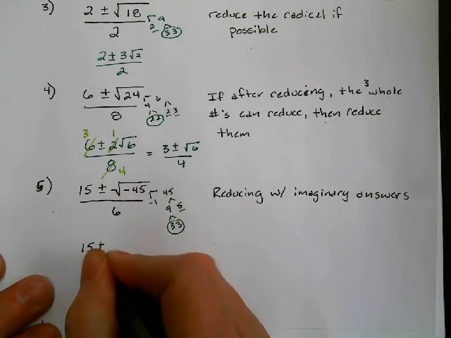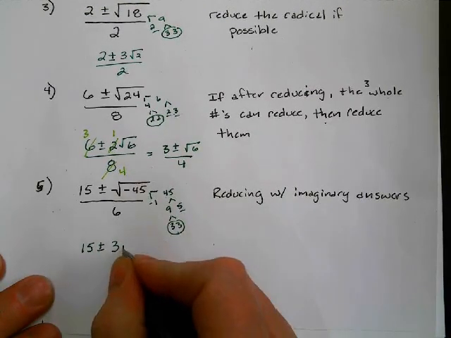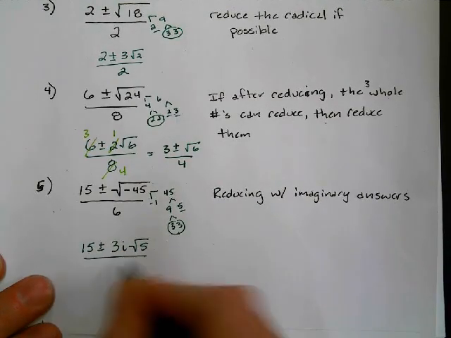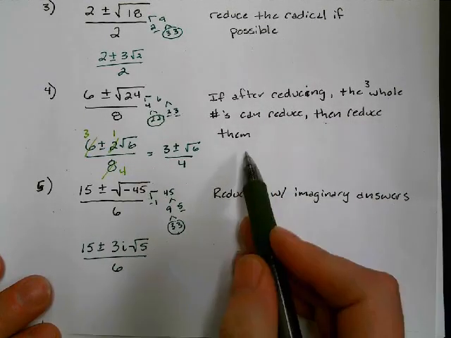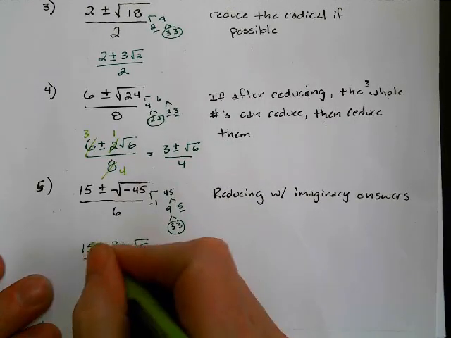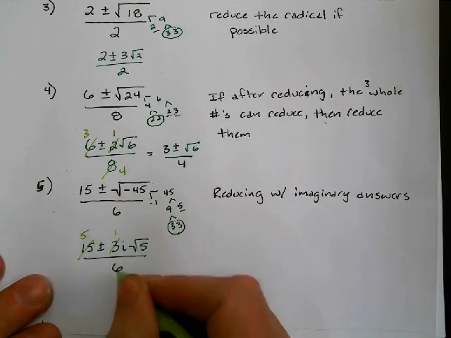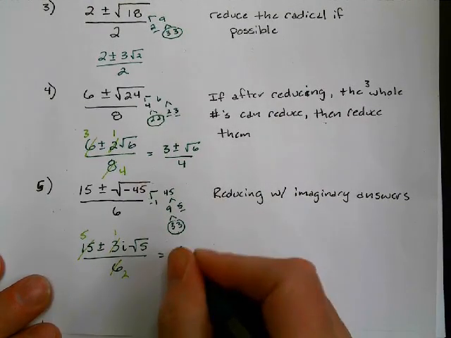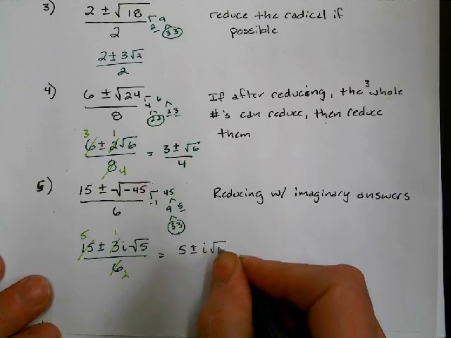So I've got plus or minus. 3's go out. The negative becomes i. And then I got a 5 left over, all over 6. But remember, our last one said if the 3 whole numbers can reduce, then we reduce them. So here, the 15, the 3, and the 6 can all reduce. 3 goes into all of them. 3 goes into 15 5 times, 3 goes into 3 once, and 3 goes into 6 twice. So my final answer for this one is going to be 5 plus or minus 1i, or we can just write i root 5 over 2.